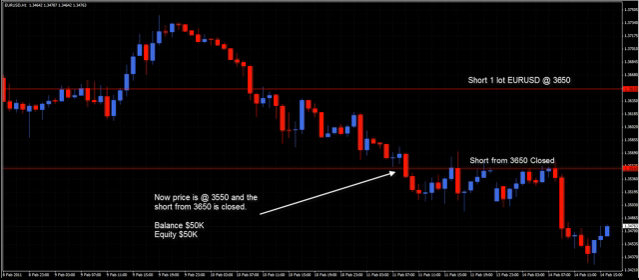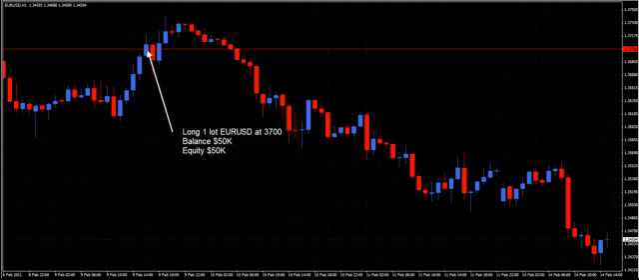Now, price moves down to 3,550, and you decide to close the position altogether. You have a 100 pip gain from 3,650 to 3,550, and now your balance will show $50,000 and your equity $50,000 as well.